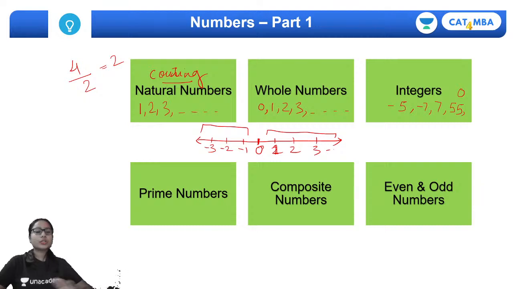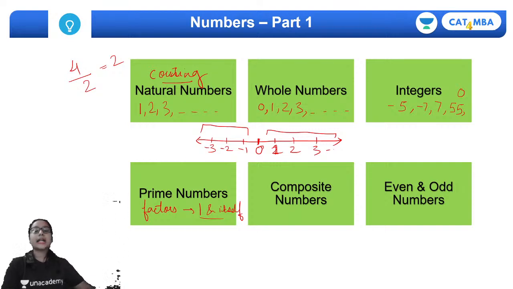1 divides all the numbers, right? We can divide each and every number by 1. So 1 is not counted here. So prime numbers are those numbers who have only 2 factors. The factors are 1 and the number itself. So all those numbers who just have 2 factors, 1 and the number itself, are known as prime numbers. These numbers cannot be divided by any other number.